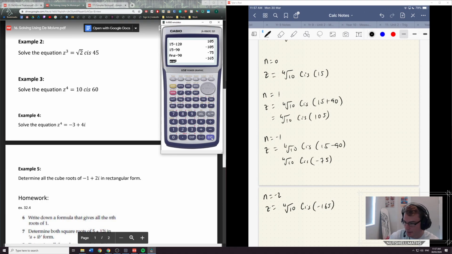So examples 4 and 5 go up another step, not in terms of difficulty, but in needing more working.